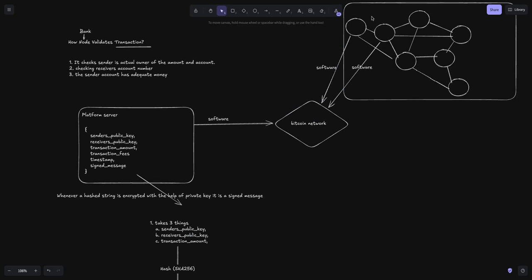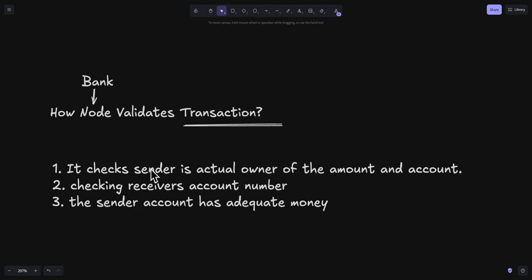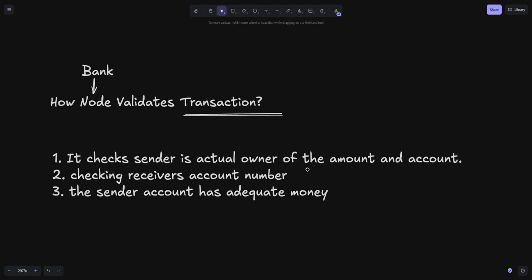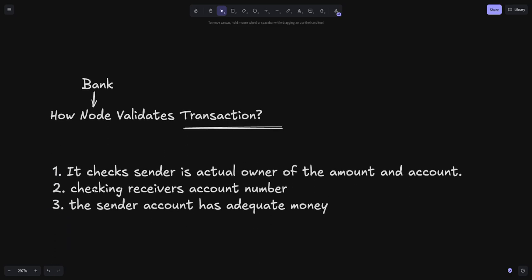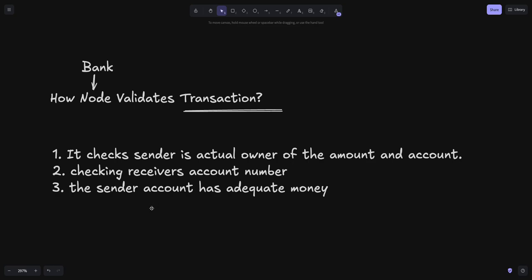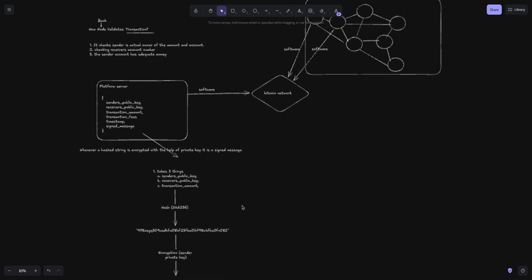Now we will talk about how a node, or in our banking world, how a bank validates that the sender is the actual owner with the help of the signed message, which is nothing but a signature. It also checks whether the receiver's account is correct, and then it checks that the sender has enough money. So let's start with the node. How does a node work?